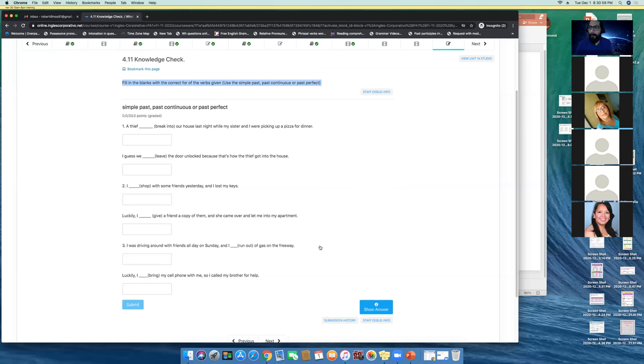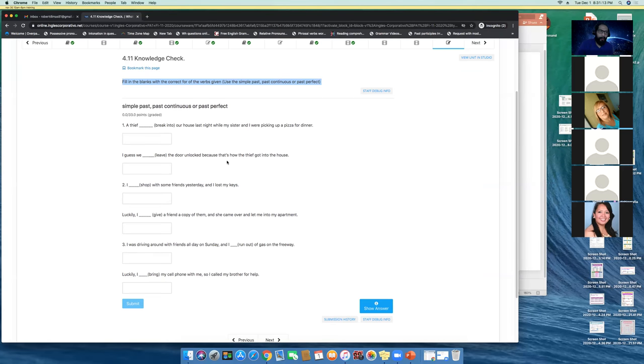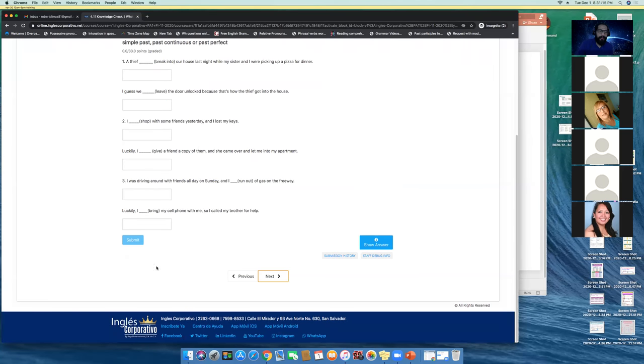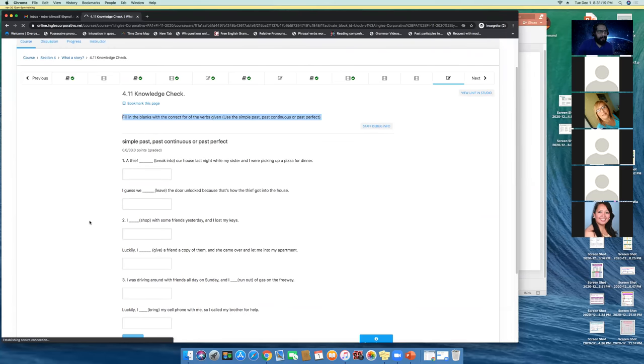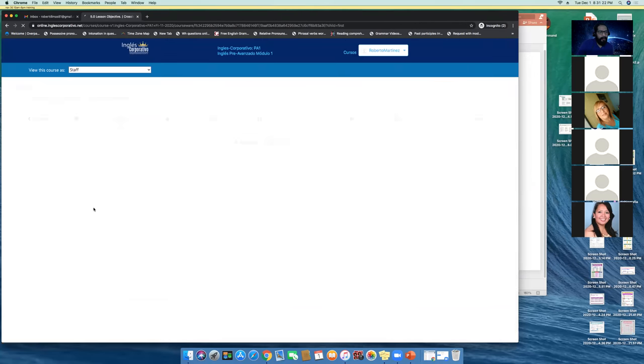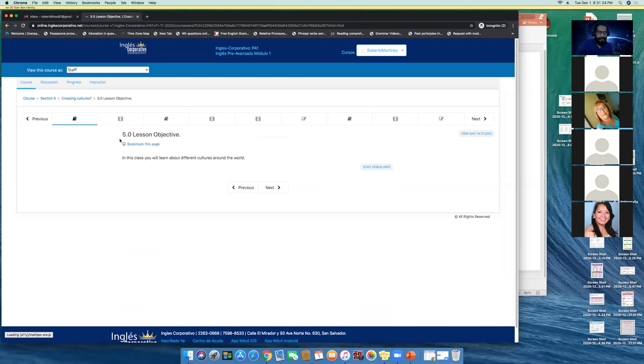Si lo ponen en el grupo de WhatsApp, usually another classmate will answer in the WhatsApp and give you the correct answer. So please, right, either use the WhatsApp or you can message me directly. Okay, so once you complete the knowledge check, you move to the next portion. And I think 411 was the last one here, and that's it. And we have completed, and we go into lesson 5.0.